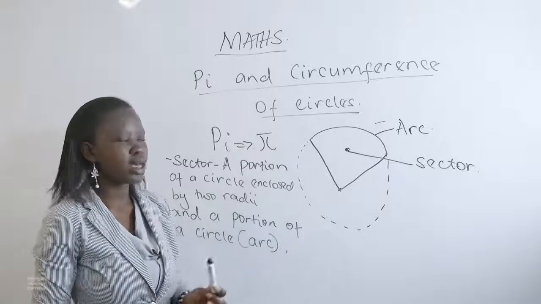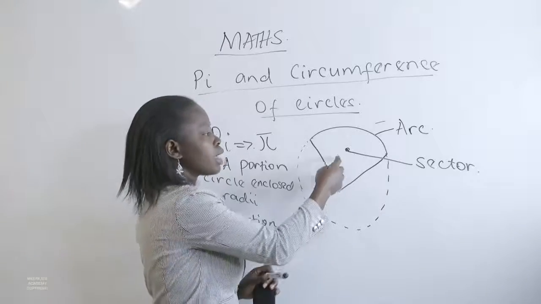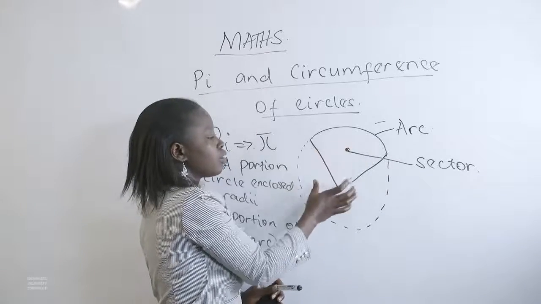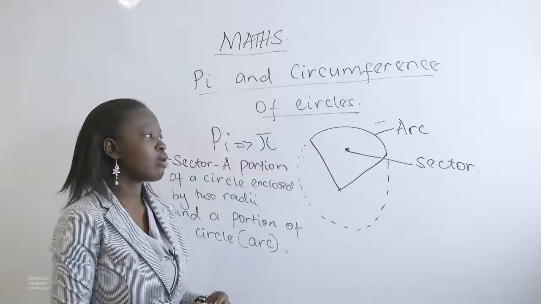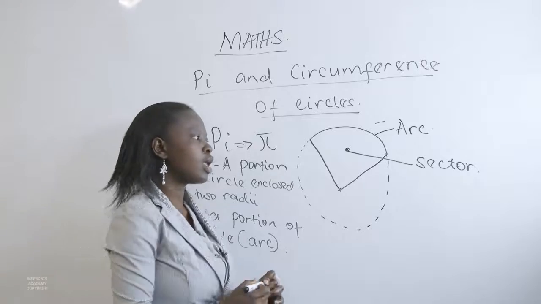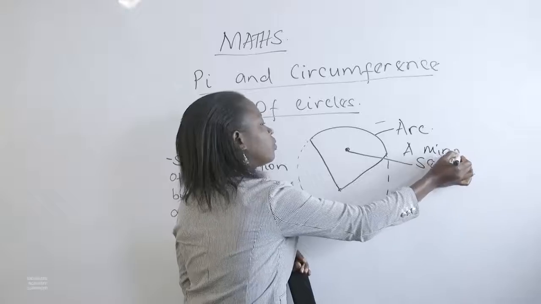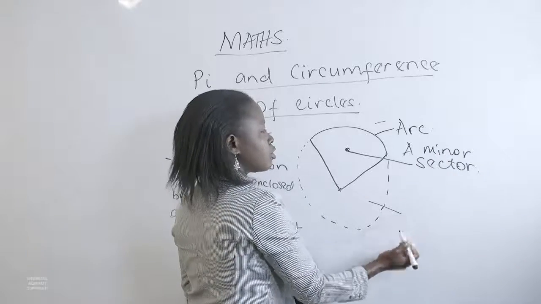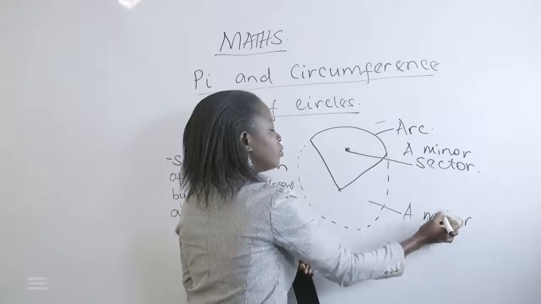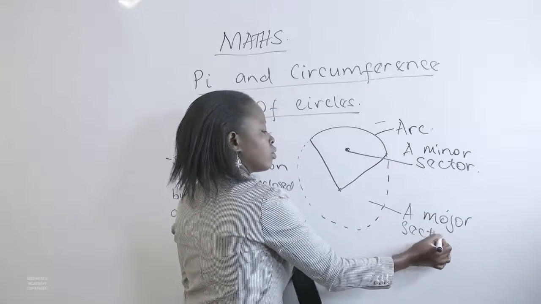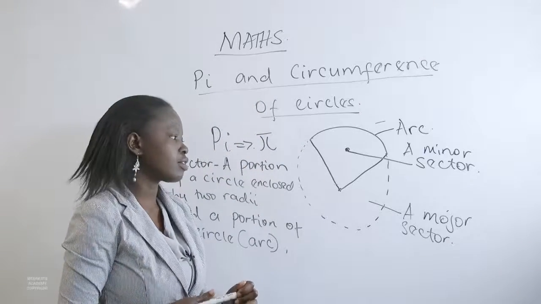So looking at that, if this was the original circle, then this one is a smaller part, then the remaining part of a circle is a bigger part. The smaller part of the given circle is referred to as a minor sector, and this bigger part gives us a major sector. So we have a minor and major sector.